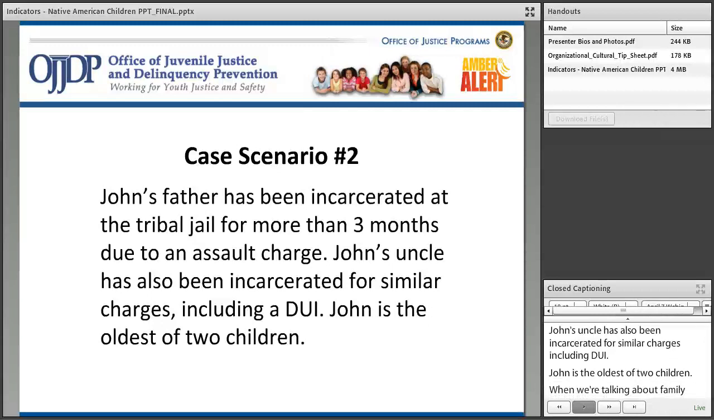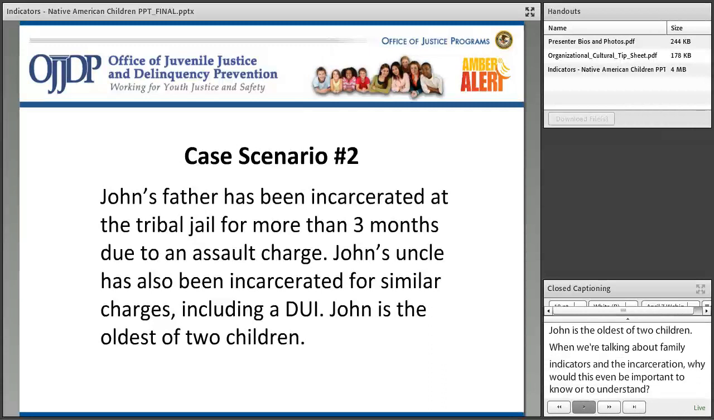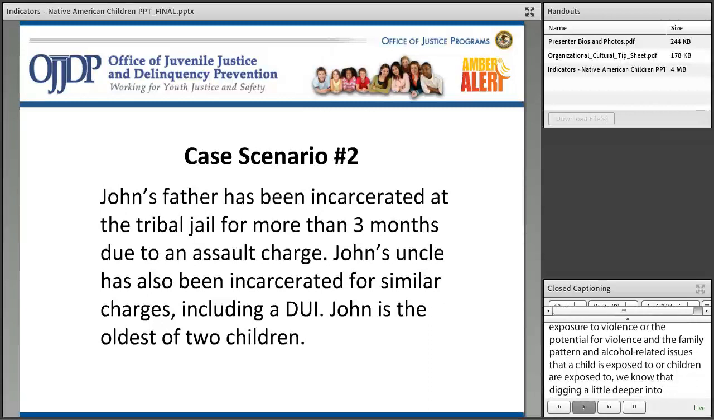why would this even be important to know or to understand? When we look at the indicators and the levels of indicators, looking at family violence or exposure to violence or the potential for violence, the family pattern, and the alcohol-related issues that children are exposed to, we know that digging a little deeper into the issues related to not only the father's incarceration but also the uncle's incarceration is important. And it's just as important to ask the child about their thoughts and perspectives regarding situations that might be similar to this.